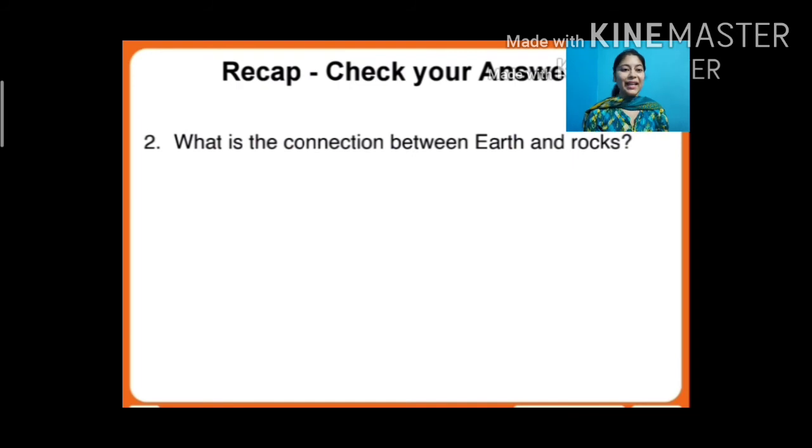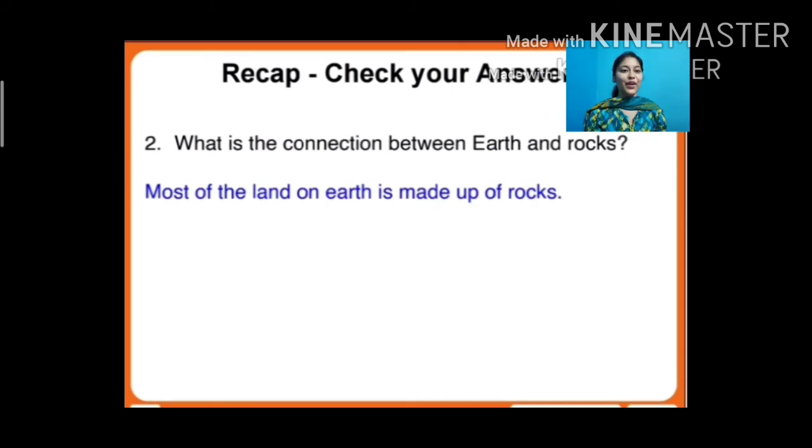What is the connection between earth and rocks? Let's see. Most of the land on earth is made up of rocks. So this is the connection between earth and rocks.